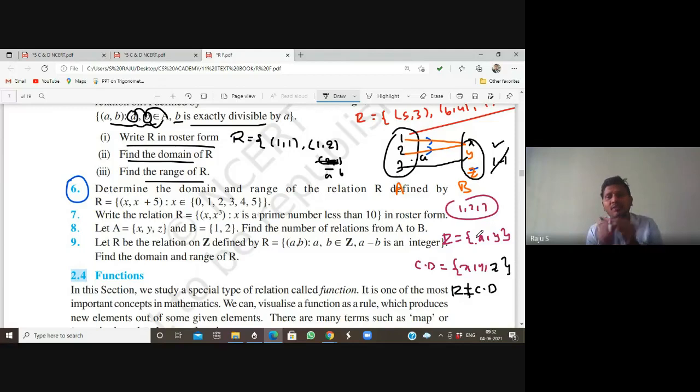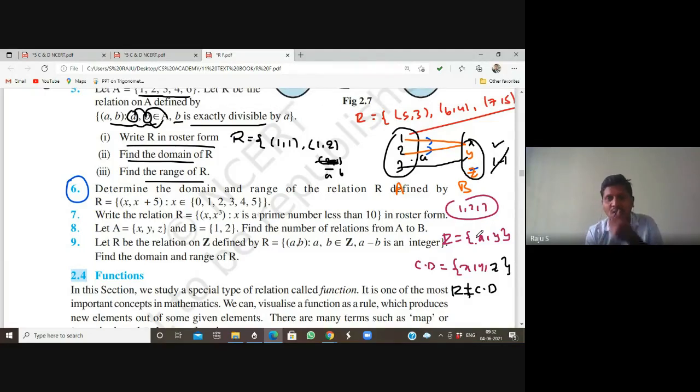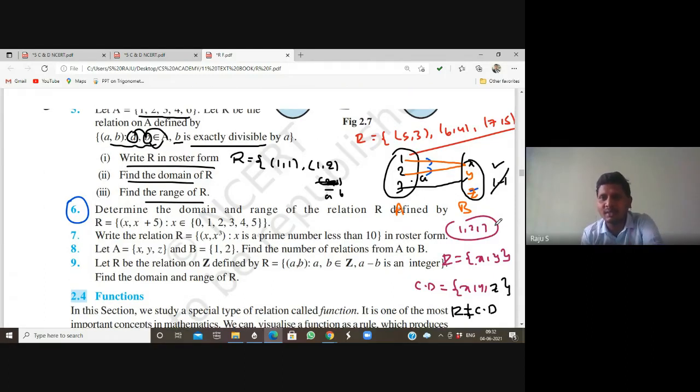There is no need to check whether every element has a pre-image or not. If the range is equal to the codomain, it is onto. If the range is not equal to the codomain, it is not onto. Equal means onto, not equal means not onto. For example, see this Venn diagram.